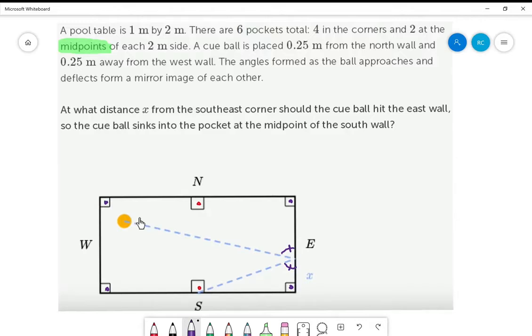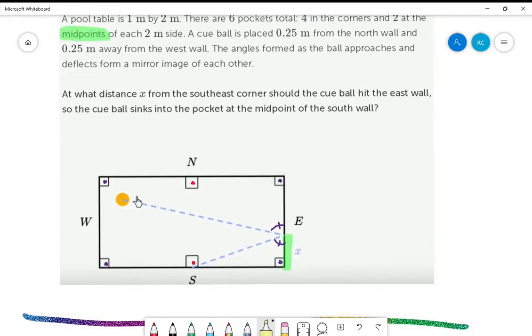At what distance x from the southeast corner should the cue ball hit the east wall so that the cue ball sinks into the pocket? So they're looking for this x right here. This length right here is our final answer.